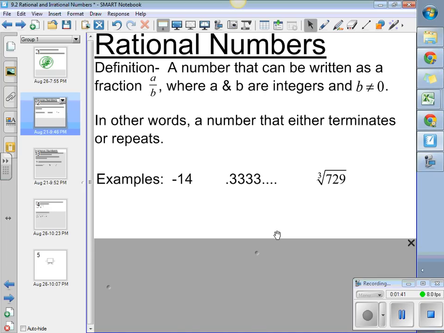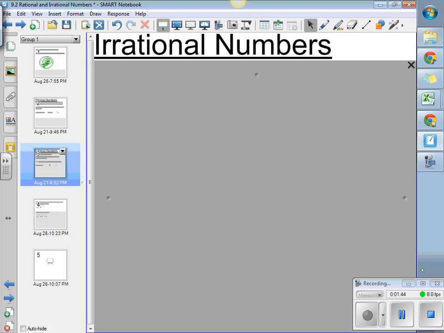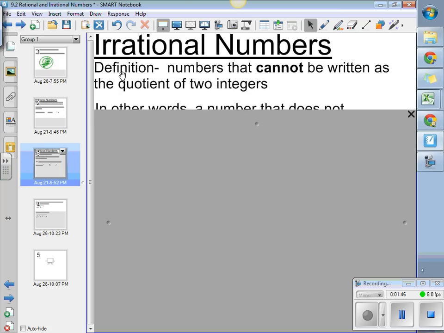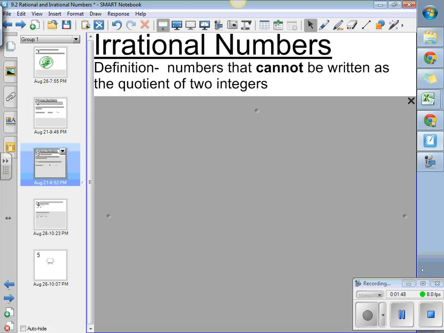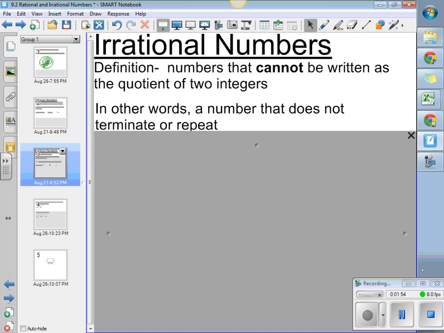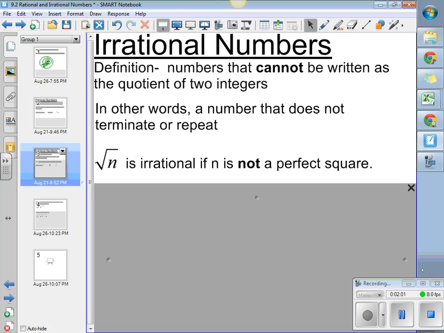Moving on. So we look at irrational numbers. The definition of this is the numbers that cannot be written as the quotient of 2 integers. In other words, a number that does not terminate or repeat. The square root of n is irrational if it is not a perfect square. So think about that. Perfect squares, we've studied these.